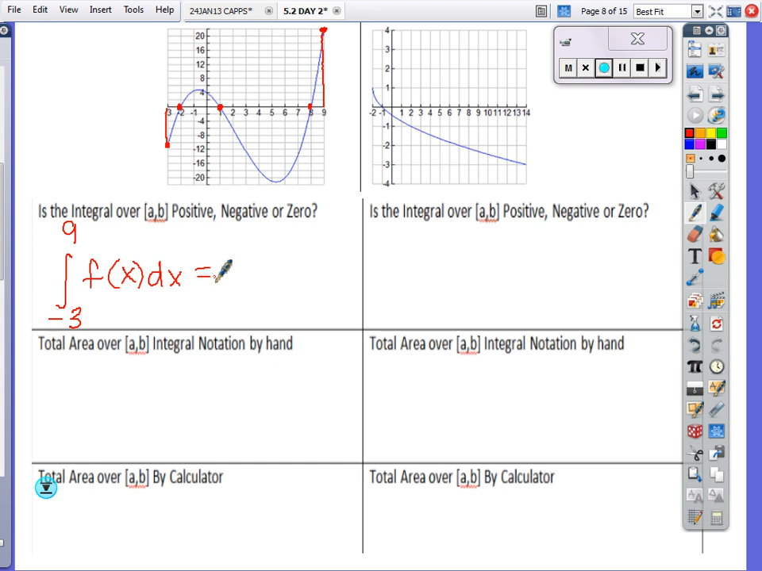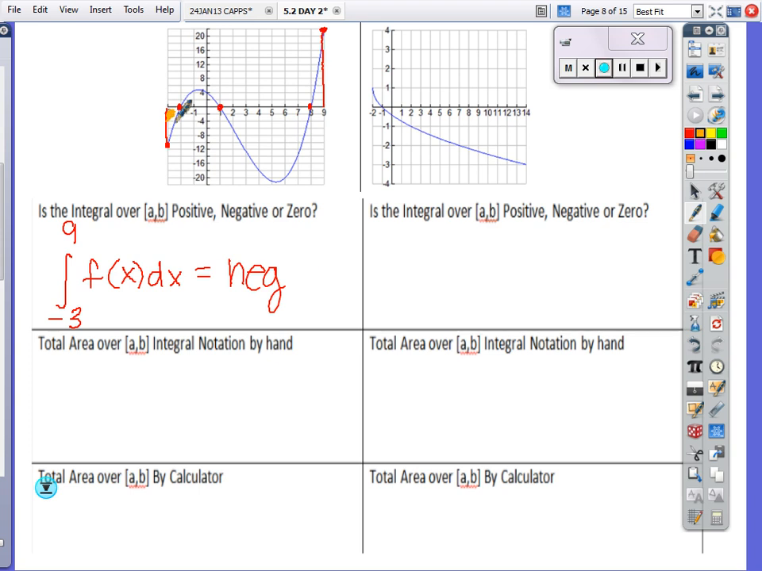What do you guys think? Here, overwhelmingly negative, because there's definitely more underneath the x-axis. So that would be negative. Total area, way harder question. How many integral statements will I have to make? 4, because there's 4 pieces. So we'll do them in colors.